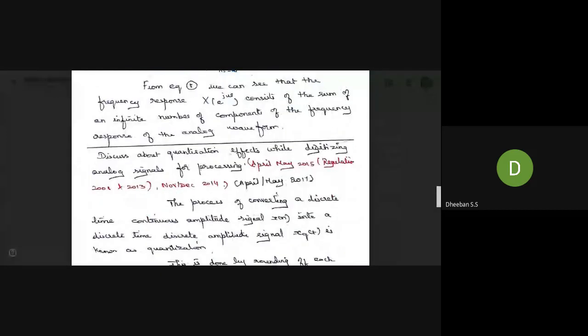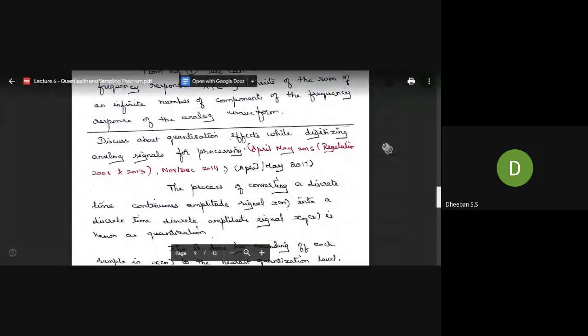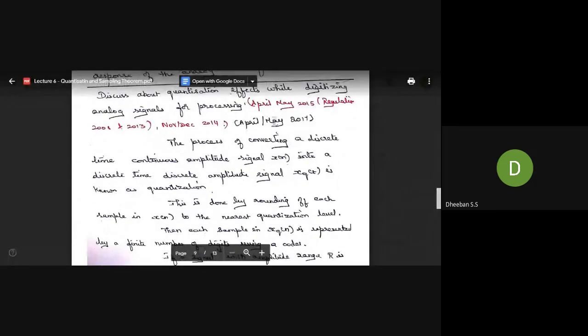Next is the quantization effect. This is a very, very important question. Whatever I am covering now belongs to your 13 mark questions. So this you already know.